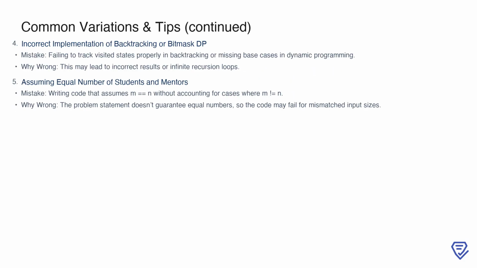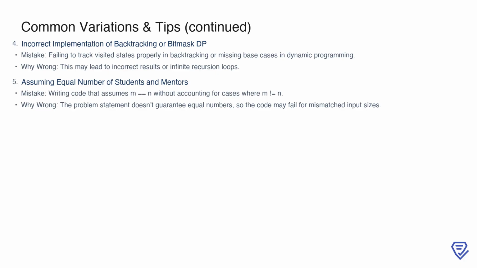Another common pitfall is incorrectly implementing backtracking or bitmask DP. For example, you might forget to track visited states properly in backtracking or miss important base cases in dynamic programming. This can lead to incorrect results or even infinite recursion loops.